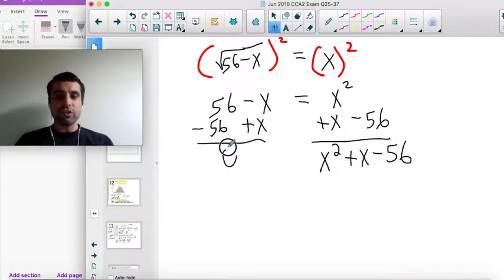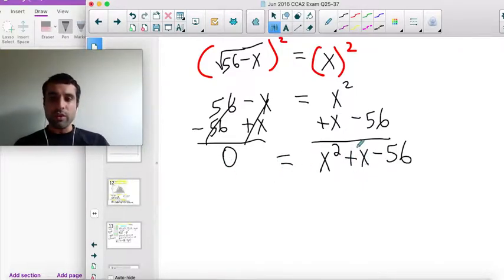And I'm going to just solve this by factoring to solve for which value of x gives me 0. If I want to factor, I want two numbers that have a sum or difference of 1 and multiply to -56.